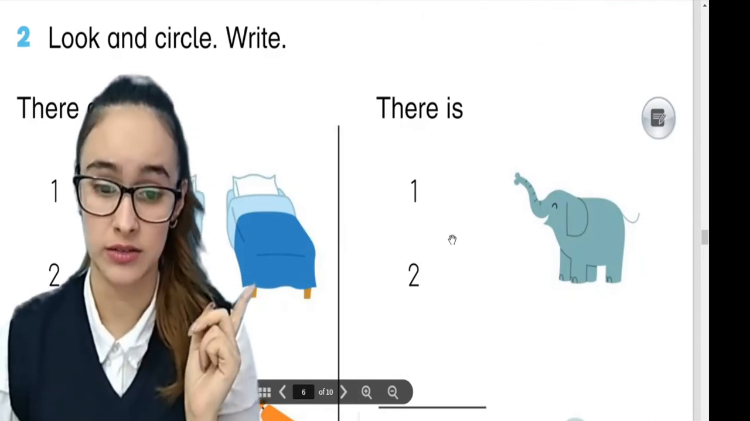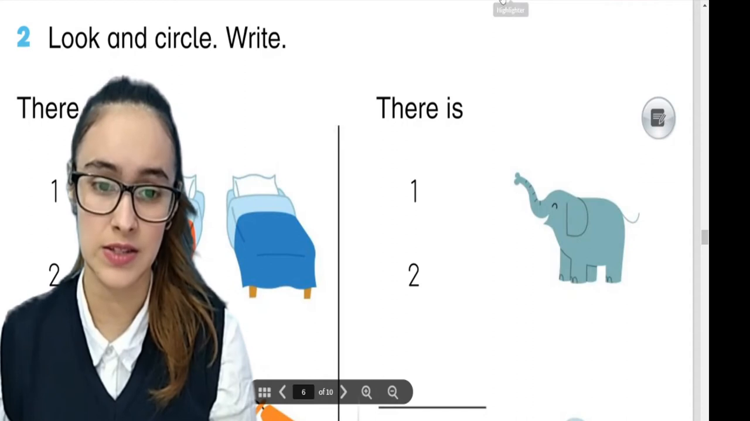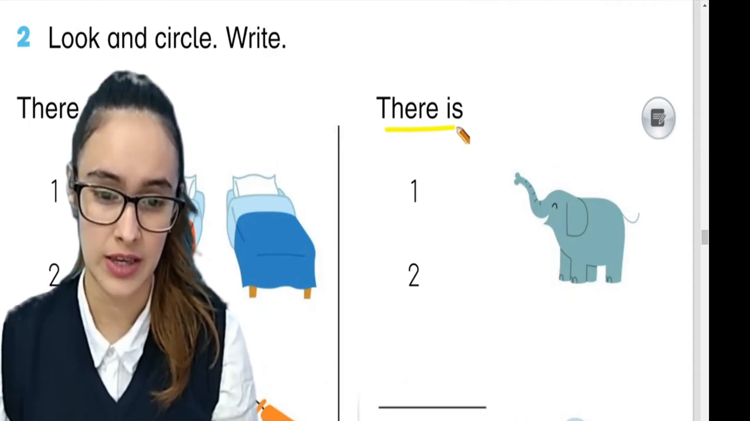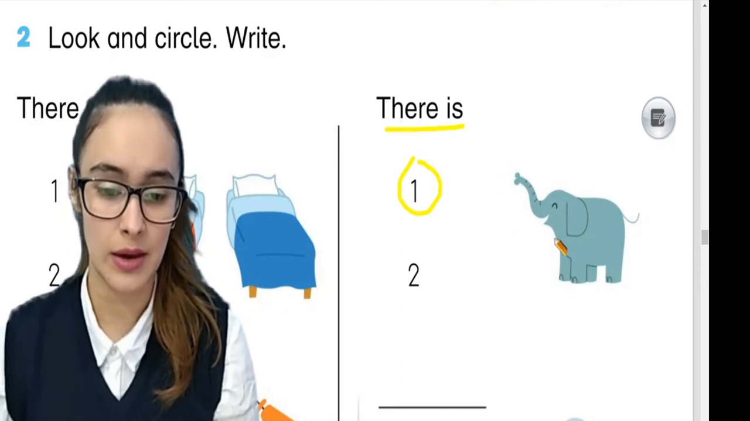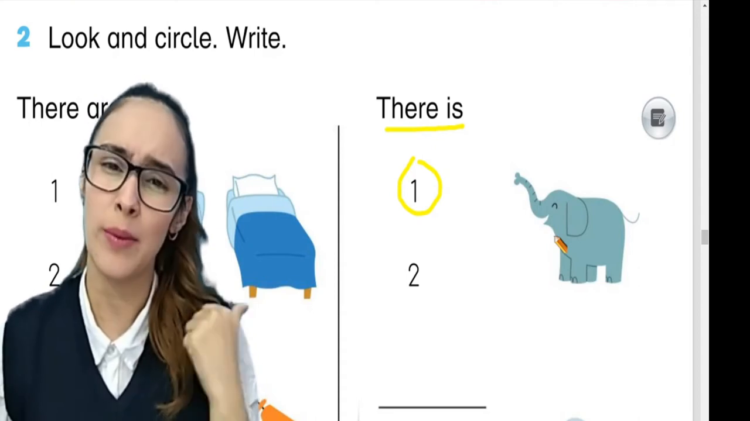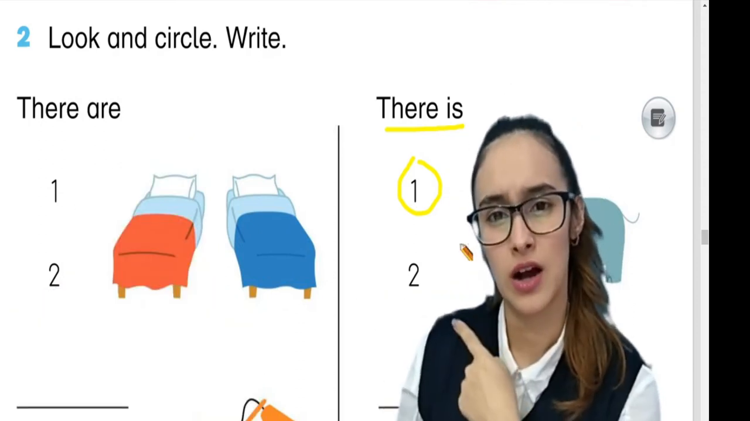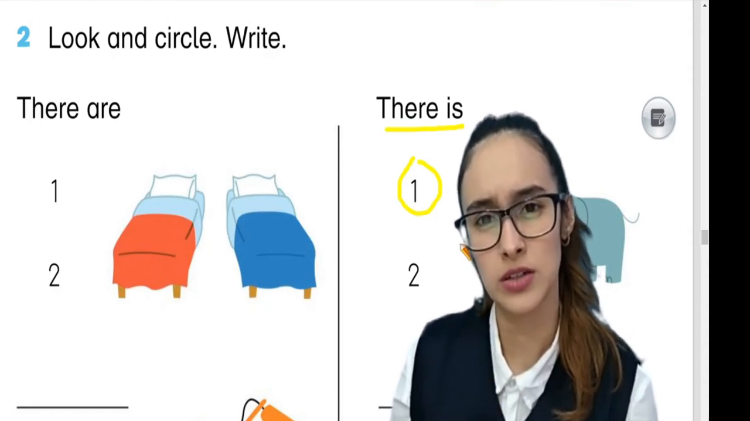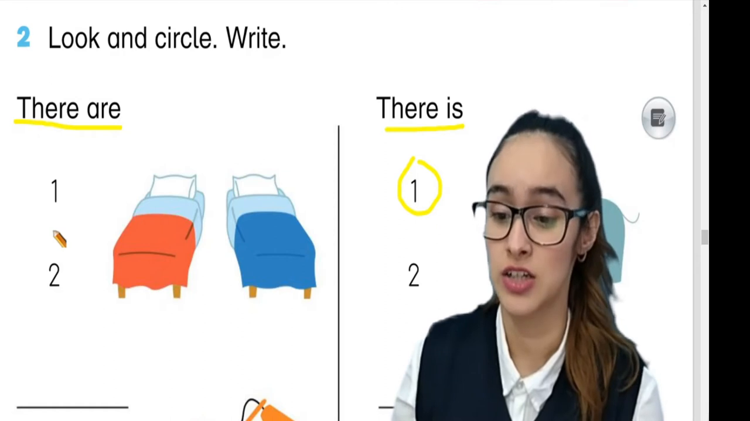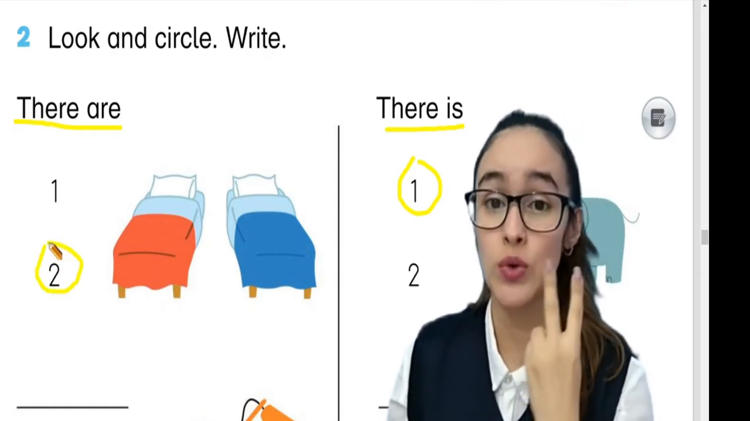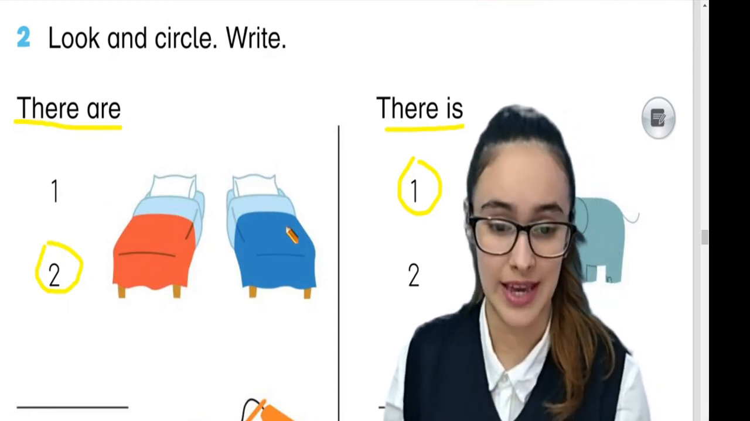Now, let's look here. How many elephants are in the picture? There is one elephant in the bathroom. One elephant. Yes. And how many beds are here? One, two. There are two beds in the bedroom. Yes. Now, let's do this activity.